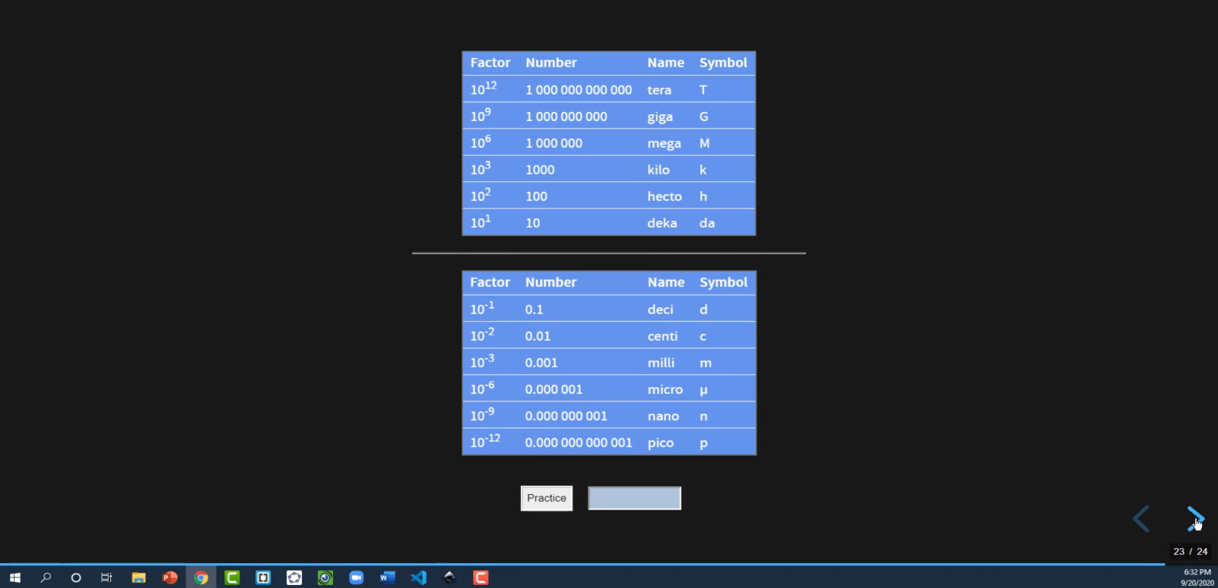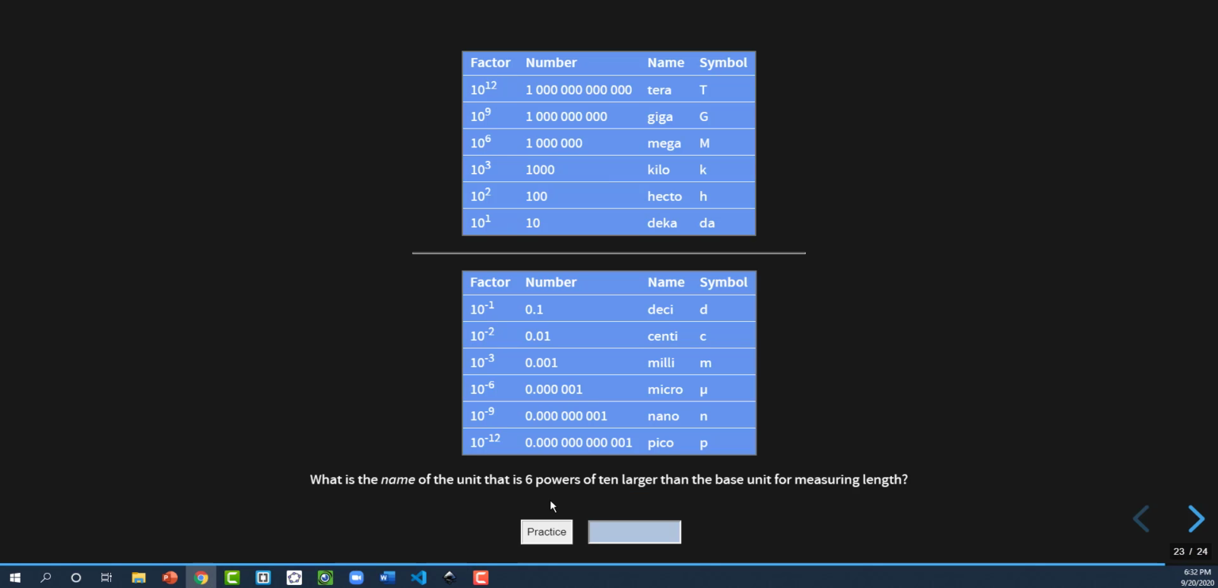Okay, the couple of slides at the end are just practice, just to make sure that we get this. So I'm going to click on practice, and this is a place for you to practice before you actually look at the exercises, because it's just a little easier. What is the name of the unit that is 6 powers of 10 larger than the base unit for length? So as soon as I see length, I think, okay, we're dealing with the meter, and it's 6 powers of 10 larger than the meter, so what is that?